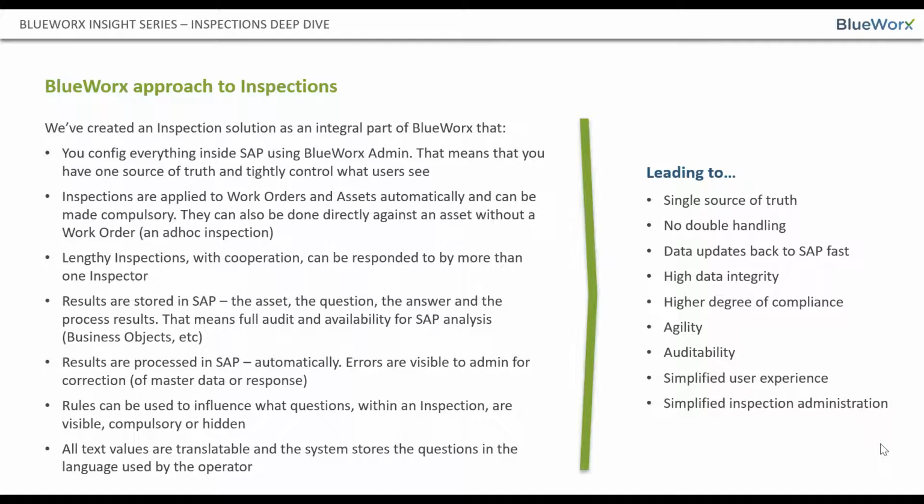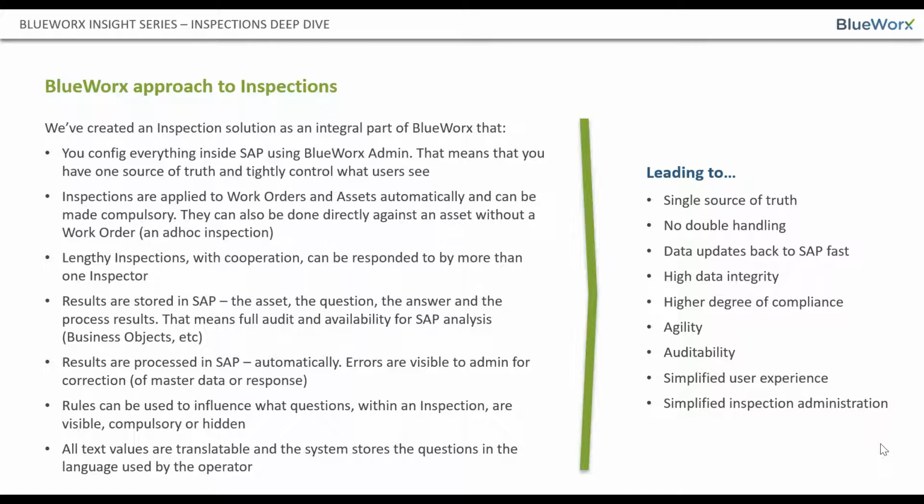So our approach to inspections is that we've created inspections as an integral part of what BlueWorx does. So you configure everything inside the SAP system and using BlueWorx admin. That tightly controls what it is that you're seeing and what it is that users are inspecting. The inspections can be applied to work orders or assets automatically, and in the case of work orders, they can be made compulsory. So in standard BlueWorx, you can have a work order with one or more inspections, and the operator cannot complete the order without having completed all the compulsory inspections. That helps with compliance. Now, yes, you can say you didn't find the asset, but it's the exception, not the rule, and that's catered for in the solution as well.